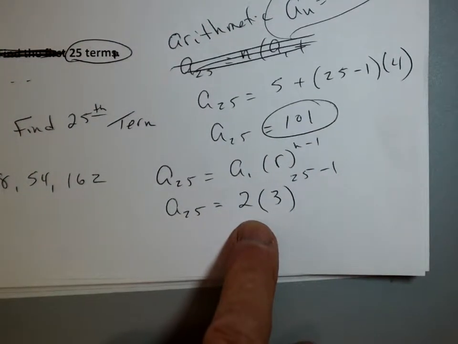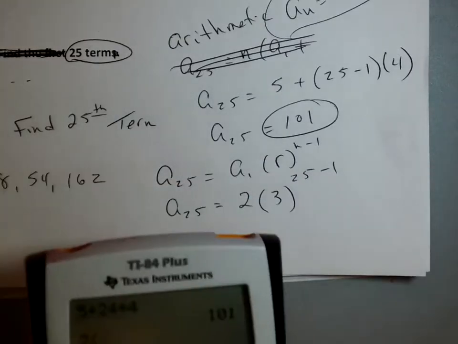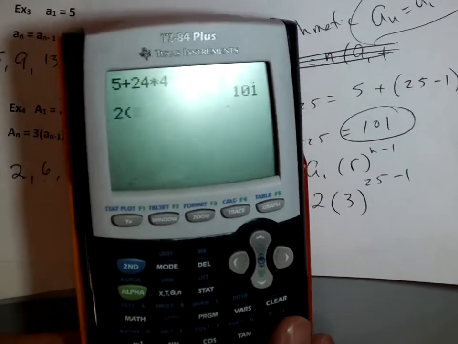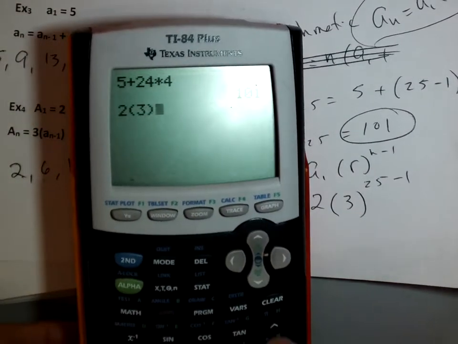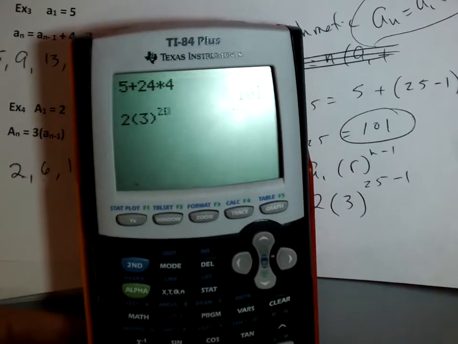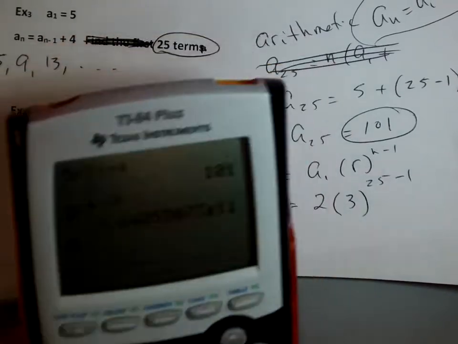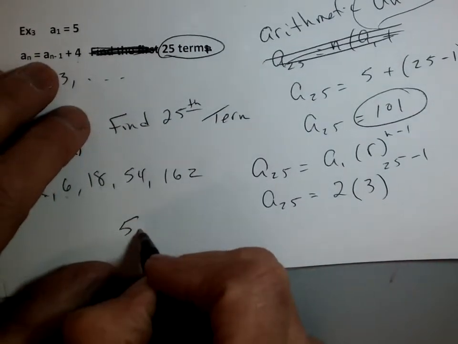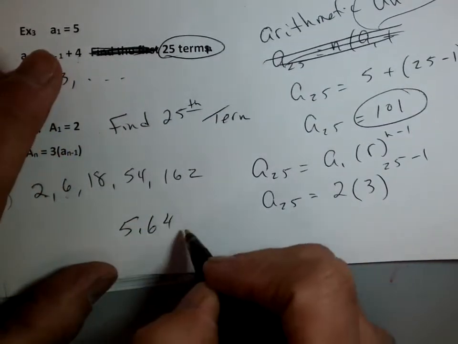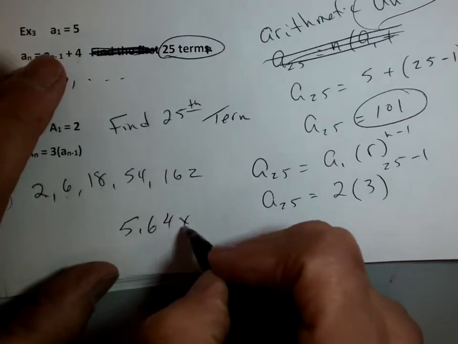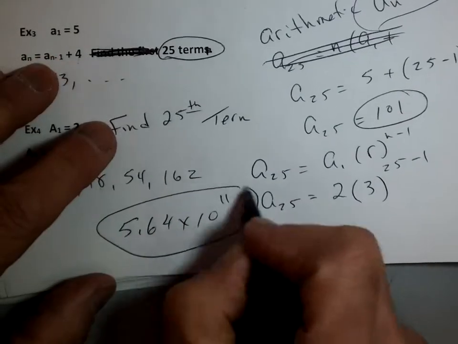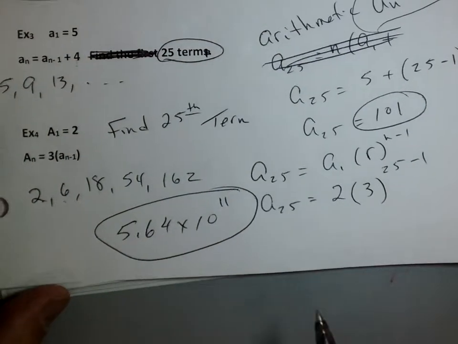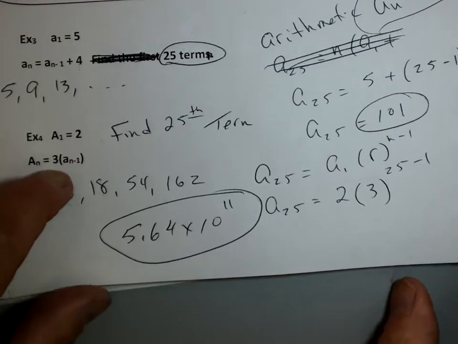I'm going to go 2 parentheses. Don't multiply those. Let's see if I can show that. I can't. I can show you 2 times 3 to the power of 24, right? Boom. Oh, that's a big number. That's an E. So it's going to be about 5.64 times 10 to the 11th power, okay? Scientific notation, that's my E. Big number, okay? So finding the 25th term, doing it step by step by step would take us forever.